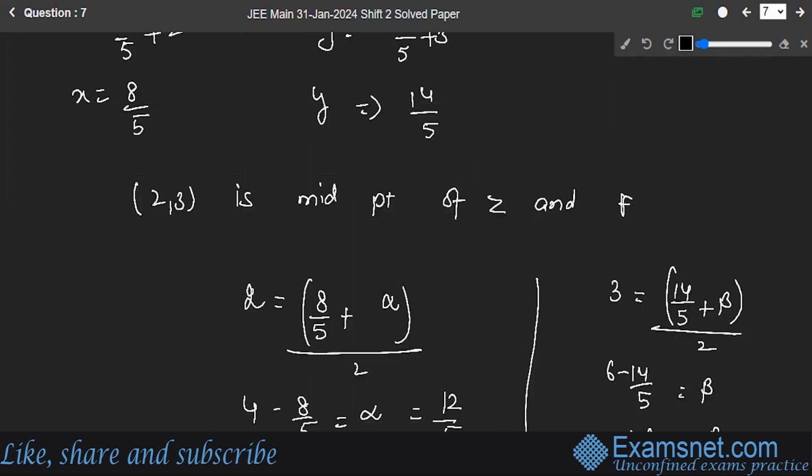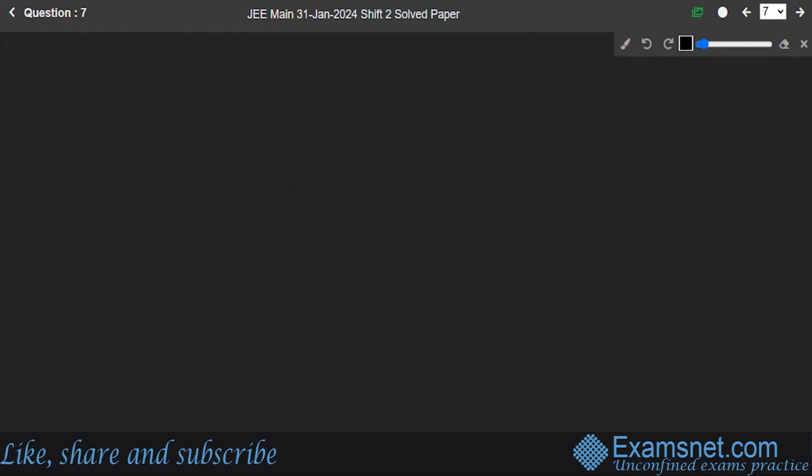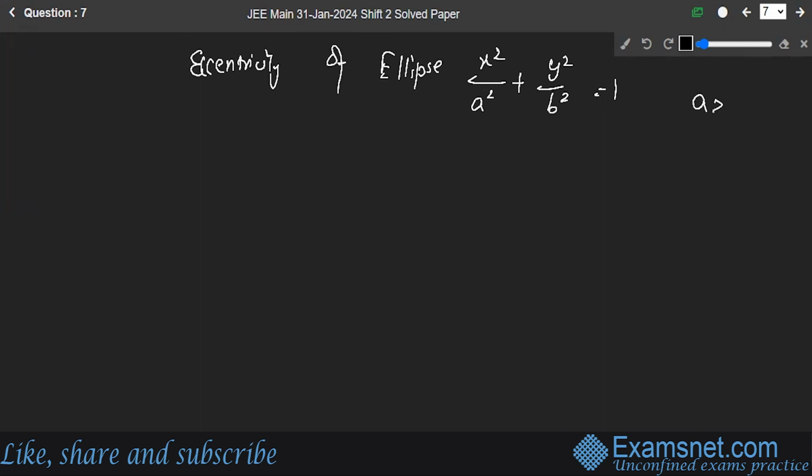Now, the equation of the ellipse will be, okay, it's given as this. I have to take out the eccentricity of the ellipse, which is given by the equation x square upon a square plus y square upon b square is equal to 1. You are given a is greater than b. So this ellipse is a horizontal ellipse because a is greater than b. So eccentricity is given to you as 1 by root 2, right?